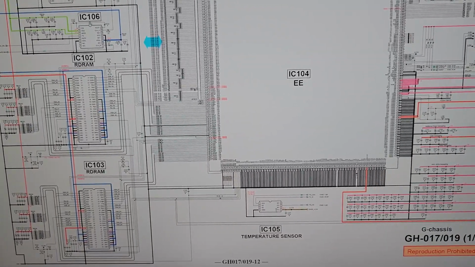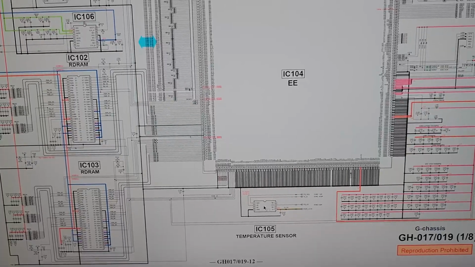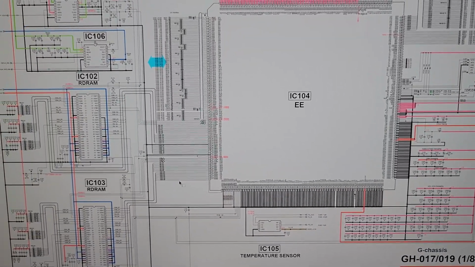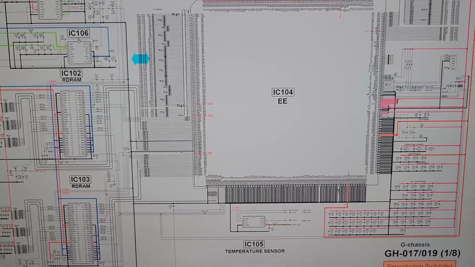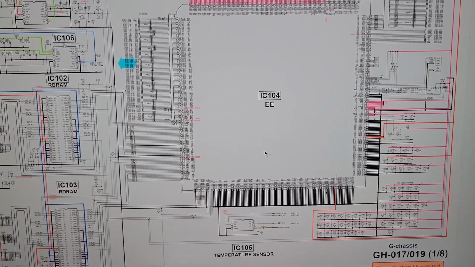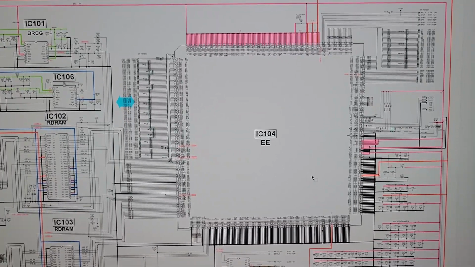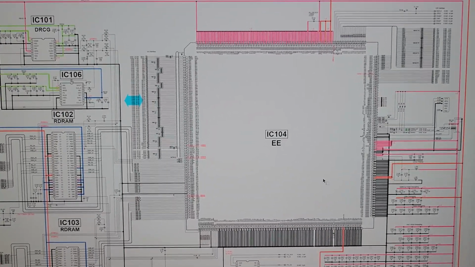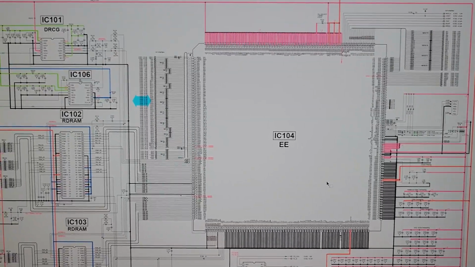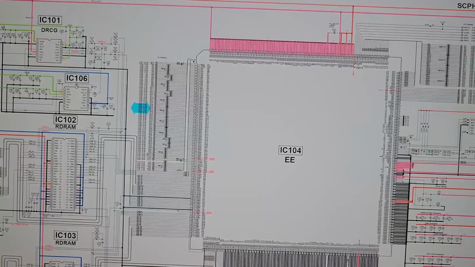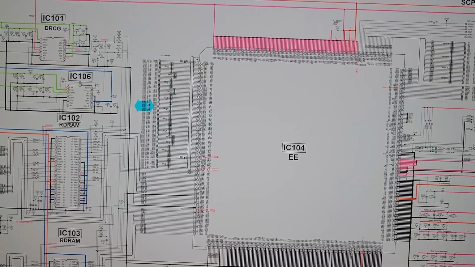IC105. This is a temp sensor. That's what shuts your PlayStation off when it gets too hot. I've never seen one of those fail. The PlayStation 3s have them in the actual chip itself. People don't know that and they don't realize that. But anyways, that's your motion engine. As you can see, this is all your data bus lines going in and out.